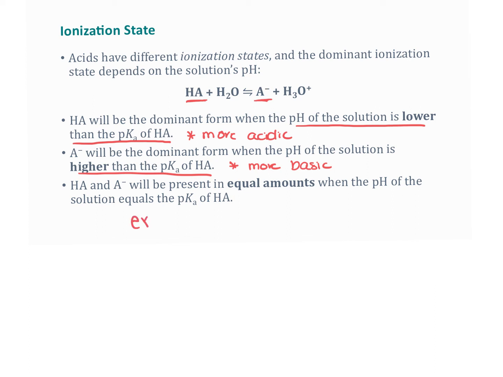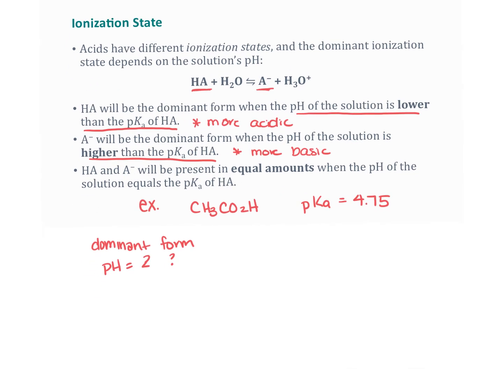So I like to do an example. For example, we are going to look at this guy, CH3CO2H. Okay, this is our acetic acid. It has a pKa equal to 4.75. Okay, and so I may ask, hey, what's the dominant form when the pH equals 2? So what's that dominant form?